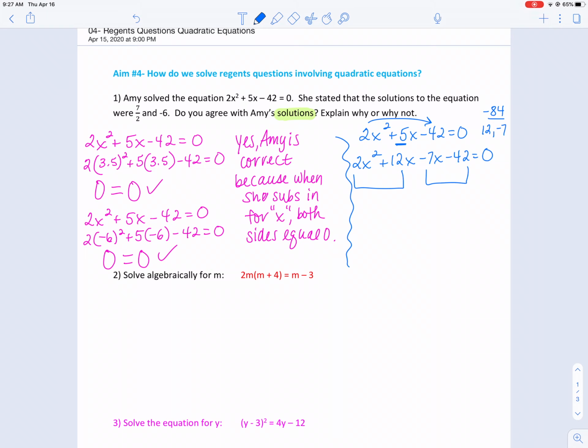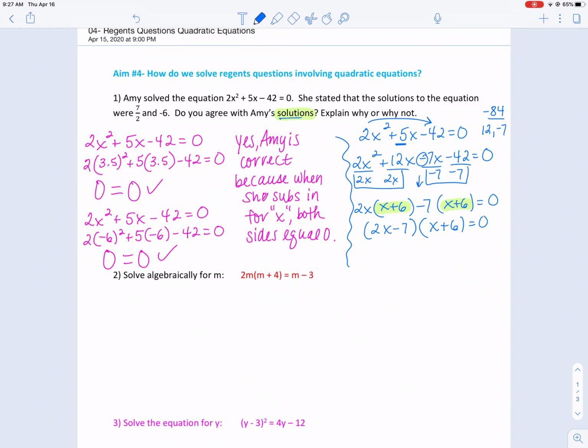So we're going to find our GCF of these first two. It's got to be 2x. Divide by 2x, I get x plus 6. The GCF here, my negative has to come down, and my GCF would be negative 7. Divide them both by negative 7, I get x plus 6. I know I'm right because these match. So one of my factors is 2x minus 7. The other one is x plus 6.